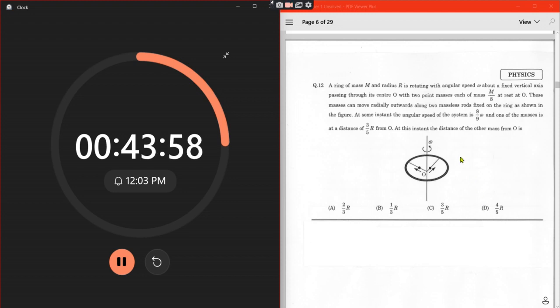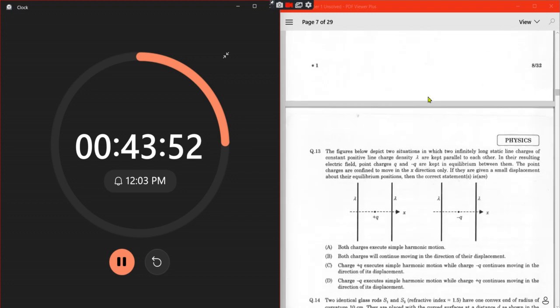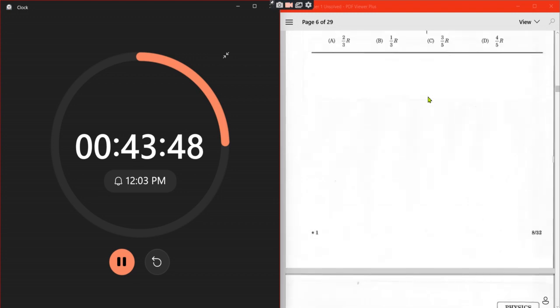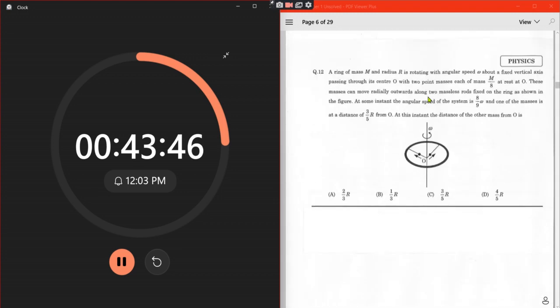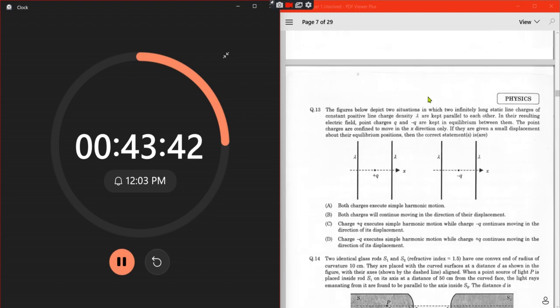Interesting. Next question. I mean, consider angular momentum, what else can we do anyway? Next question. The figure below depicts two situations in which... that was the thing, right? Was there something else given in this? No. It was multiple choice, but why did they do it this way? I don't know. Two figures.